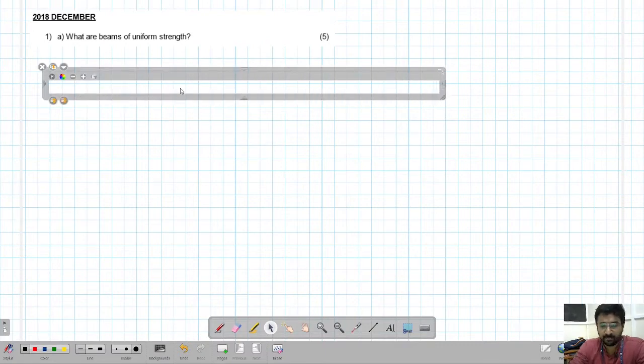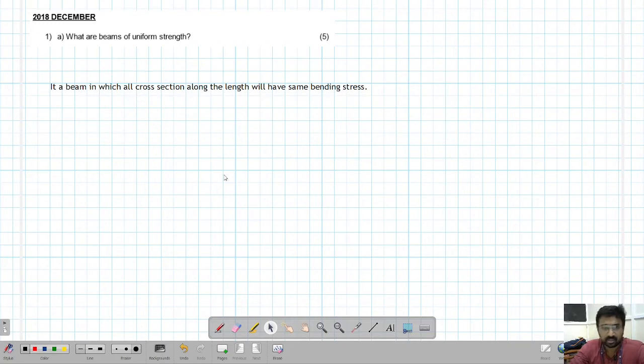So it's a beam in which all cross sections along the length will have the same bending stress. Okay, so that means we know that when a beam is subjected to some bending moment.